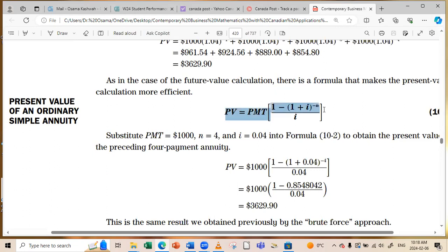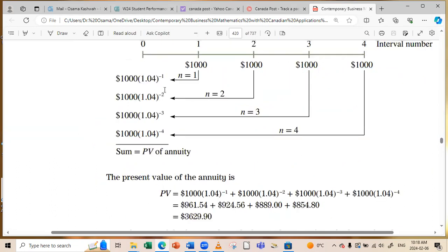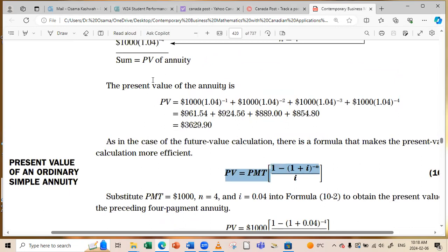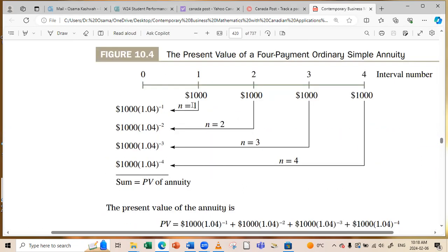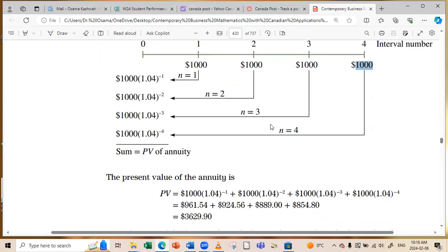Here is the formula of the annuities. As long as I have the same amount, which is $1,000, and the time is 4 years. We have here 4 years, or 4 sums. This is the first sum, second sum, third sum, fourth sum. Each sum of them is deposited at the end of each year. At the end means it's ordinary.